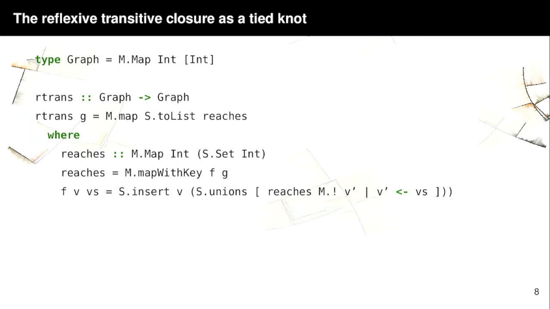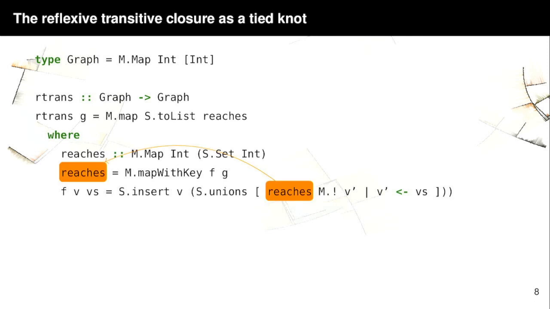And I solve this by writing a local definition where I have a map that maps each vertex to the set of vertices you can reach from that vertex. And I basically write down the specification as an equation. It's the last line where I say, well, reachable from a node V is, well, V itself, and then all the things reachable from nodes that are adjacent to V. And this is a recursive definition.